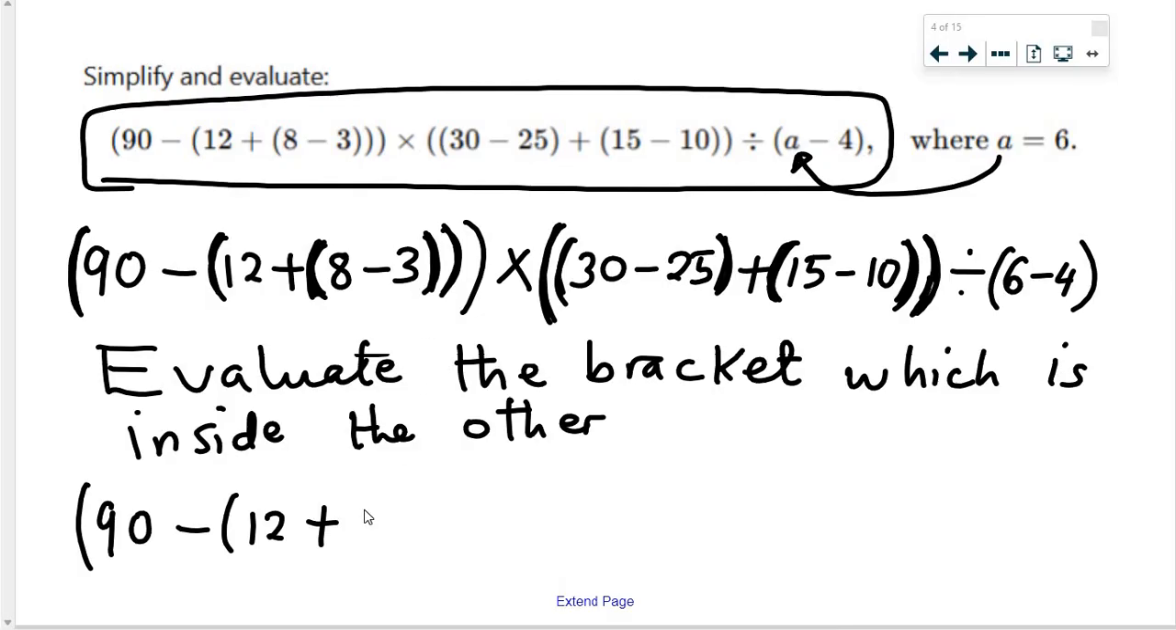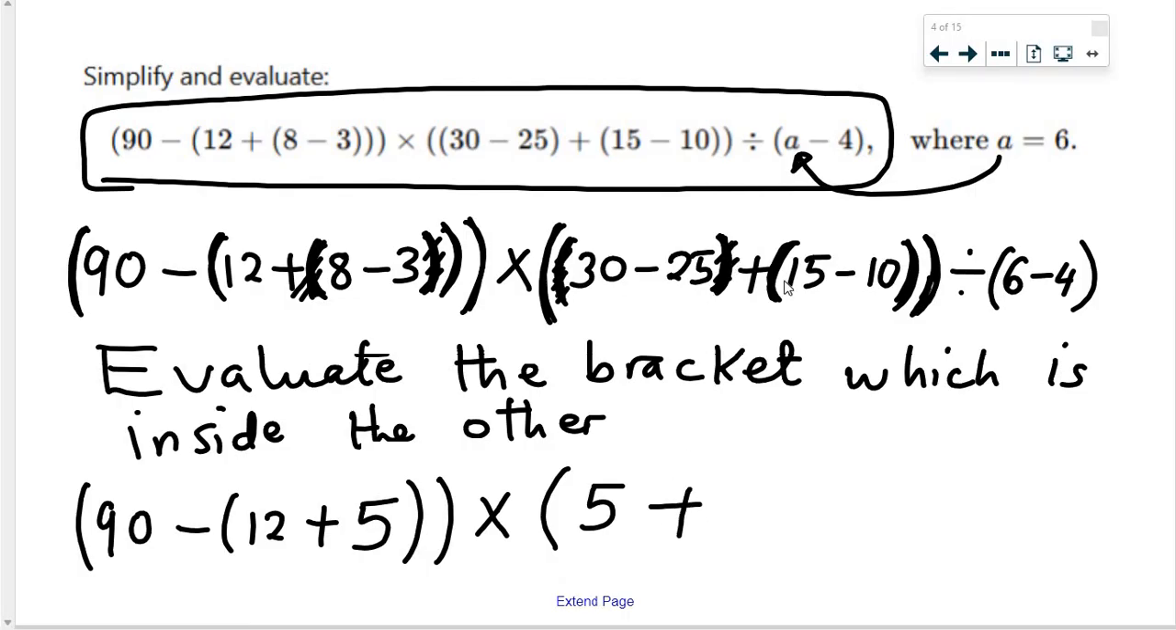8 minus 3, that is 5. The moment you write 5, this bracket here is no more. Okay? So you're going to close the bracket here and close this one here. Then into, open bracket. The moment you reach here, you have to evaluate this bracket. 30 minus 25 is 5. The moment you write 5, this bracket is no more. This bracket has gone off.